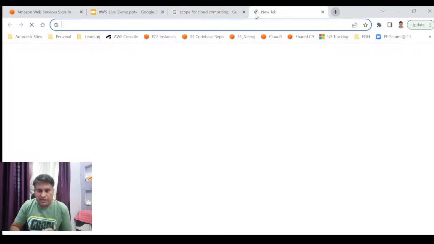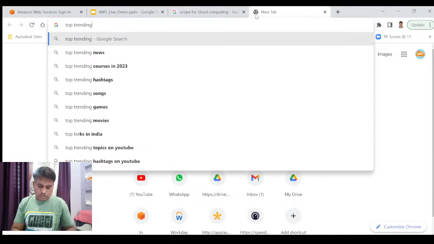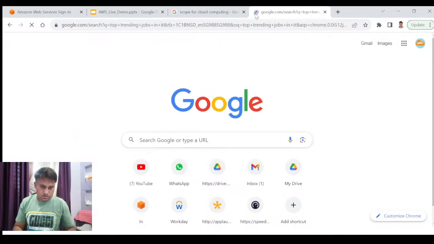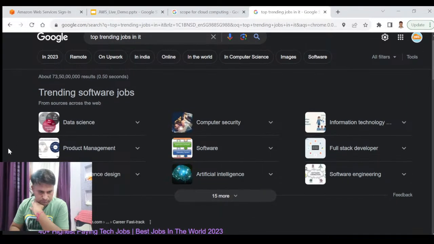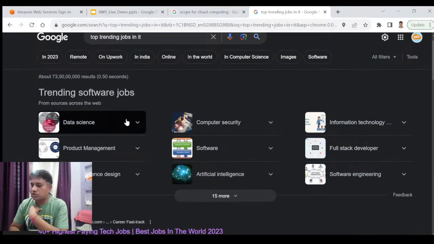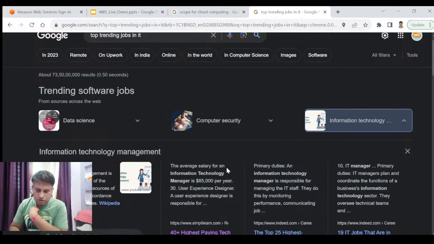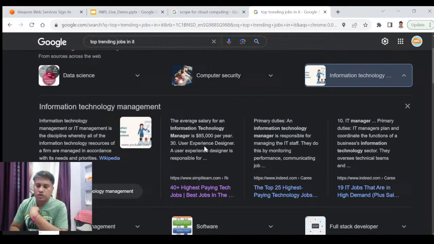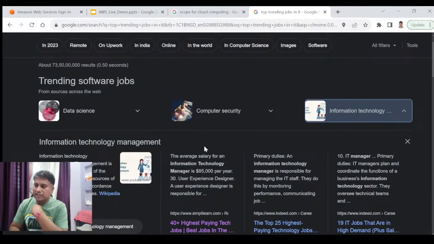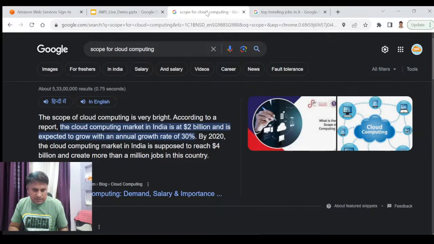If we search for top trending jobs in IT, you can see data science, which is about analyzing your data. And in IT you will find everything about cloud computing. It's not always about AWS, but it can be AWS, it can be Azure, or it can be Google Cloud. But out of these three, if you are going for an interview, there is a 70 to 80% chance it is AWS, because AWS is leading the cloud computing market. I hope I answered your questions.